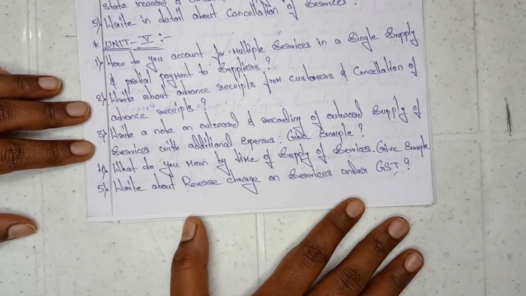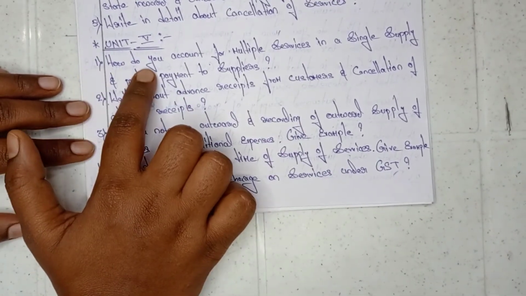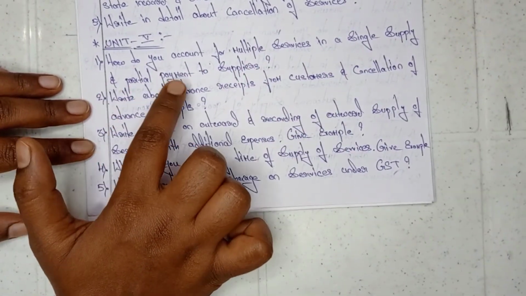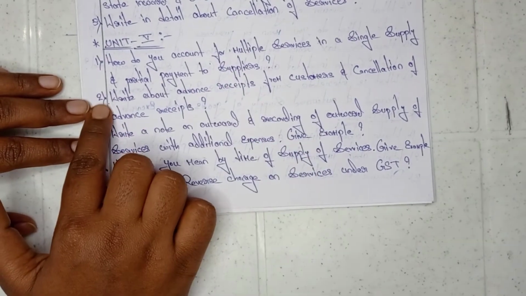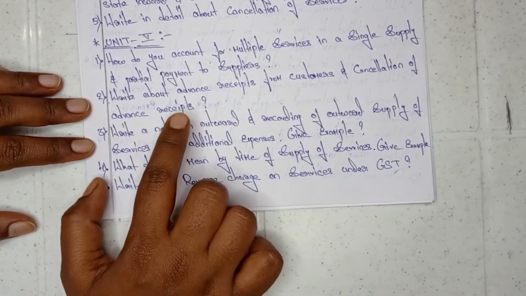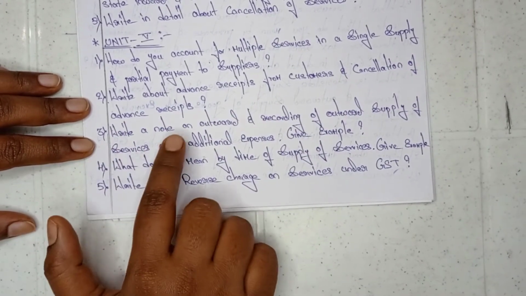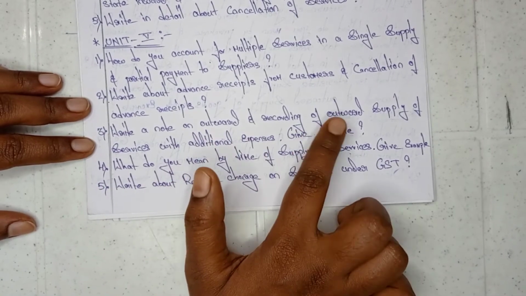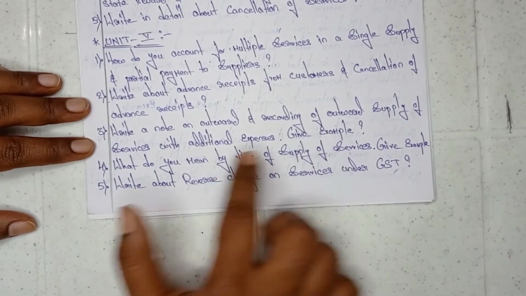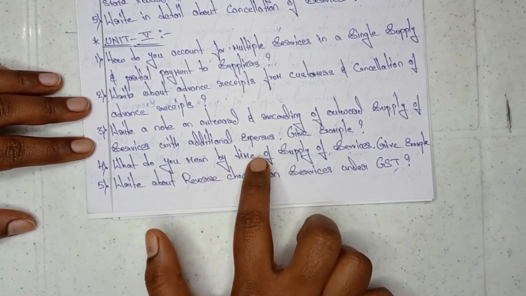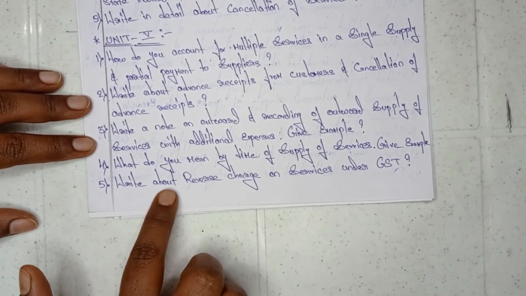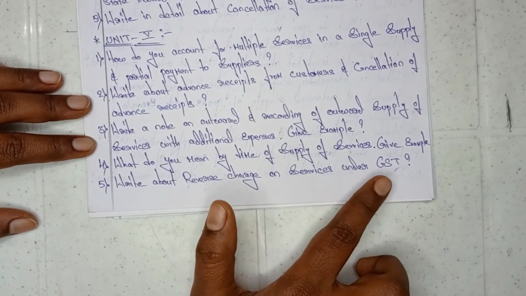Fifth unit important questions are: first one is how do you account for multiple services in a single supply and partial payment to suppliers. Second question is write about advance receipts from customers and cancellation of advance receipts. Third question is write a note on recording of outward supply of services with additional expenses. Give example. Fourth question is what do you mean by time of supply of services? Give example. Fifth question is write about reverse charge on services under GST.